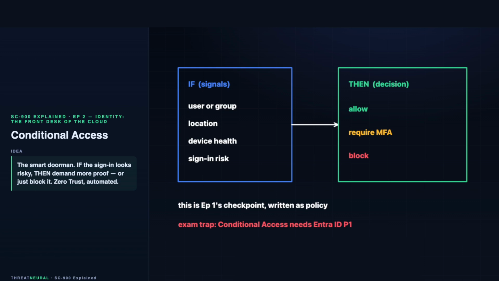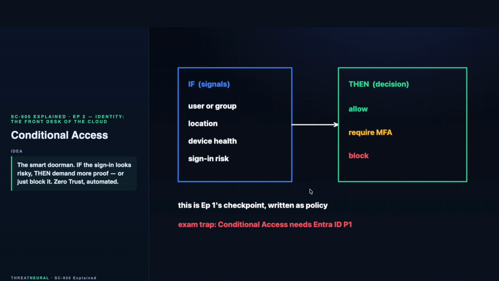On one side, you have the if, the signals it looks at. Who is the user? Where are they signing from? Is the device healthy? Does this sign-in look risky? And on the other side, the decision. It's allowing you in, or letting you in but demanding MFA, or just blocking it outright. And if that if-then pattern feels familiar, it's because this is literally the zero trust checkpoint from episode 1, turned into something a machine enforces automatically, millions of times a day.